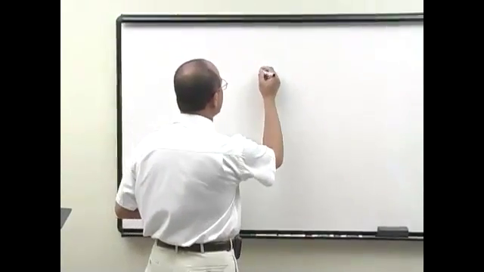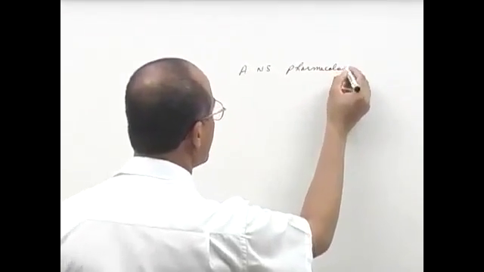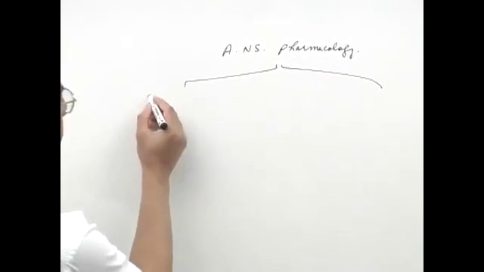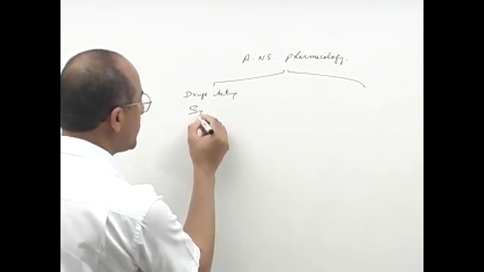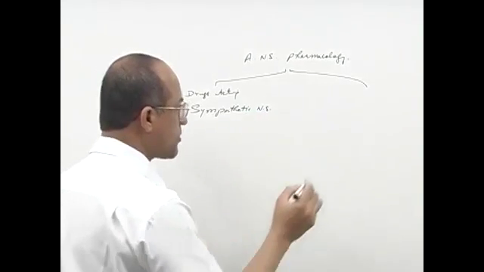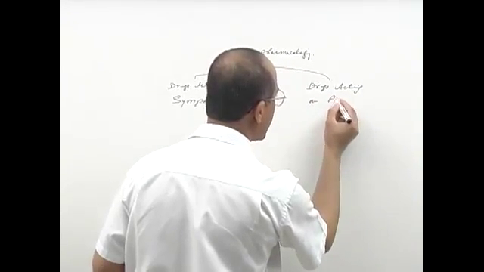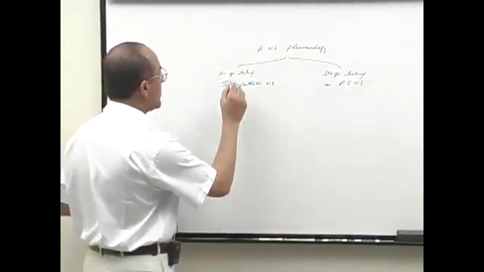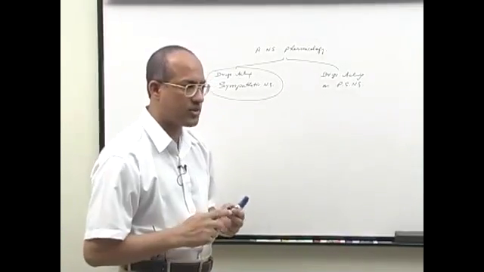Let's suppose autonomic nervous system pharmacology, right? Primarily it is divided into two groups: the drugs acting on sympathetic nervous system, and of course drugs acting on parasympathetic nervous system. Now, in early part of these lectures, we will talk about the drugs acting on sympathetic nervous system.